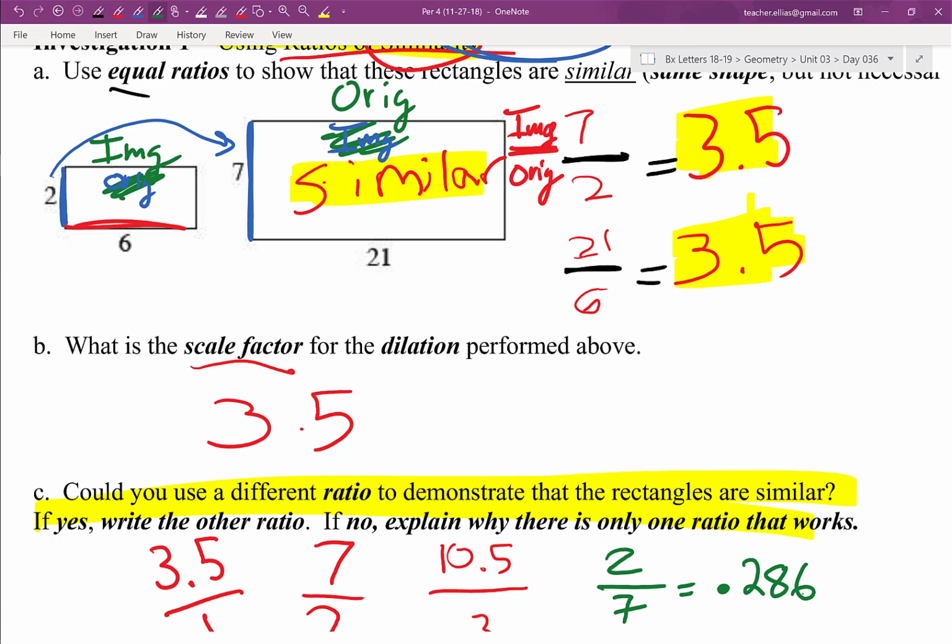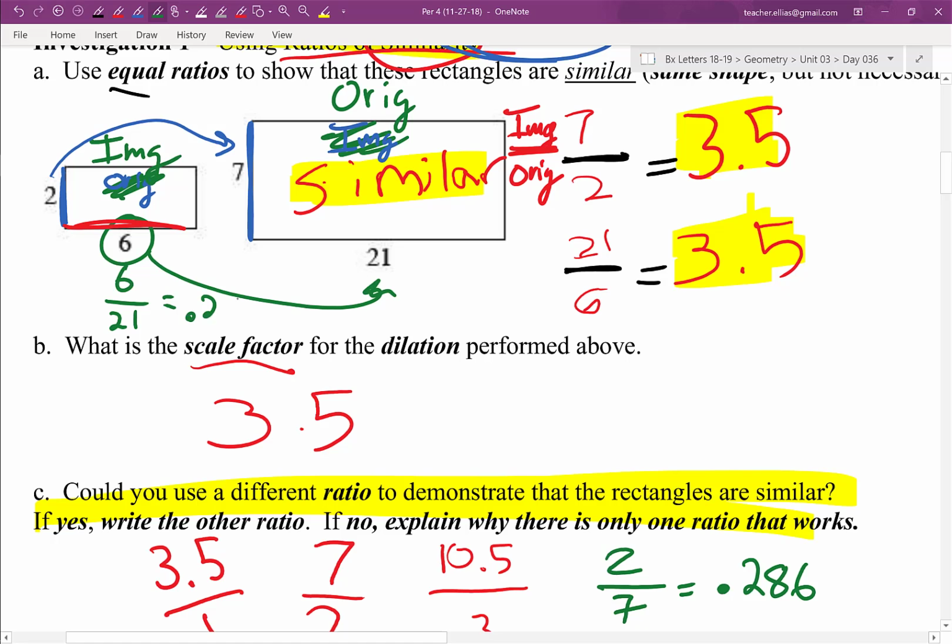Now we're reversing it, working backwards. The original is the big one, the image is the little one. So to figure out the scale factor, we do image over original. Now the image is 2, and the corresponding side is 7. So 2 over 7 is how much? 0.286. So what's 6 over 21? It's the same thing. So can we put that as a ratio? That is the other ratio.